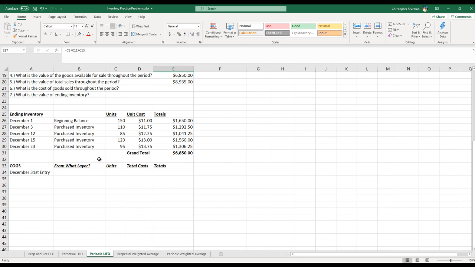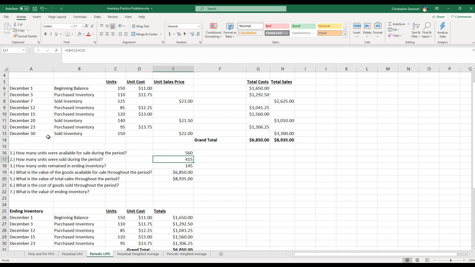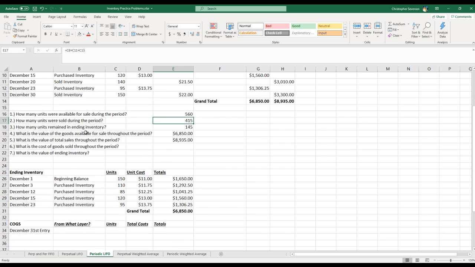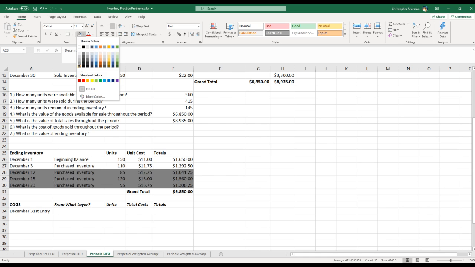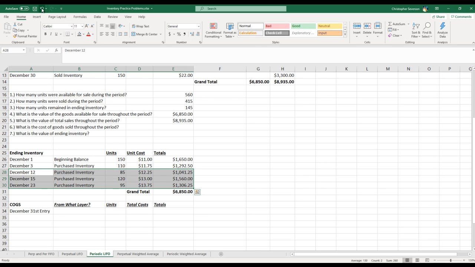Now, if this was perpetual LIFO, which we talk about in another video, then on the December 7th sale, we wouldn't know anything about these last three layers. We would only know about these first two. But since this is periodic, we know about everything. We can pull from every layer we need to. LIFO says we're going to pull from the last layer first and move our way back up.